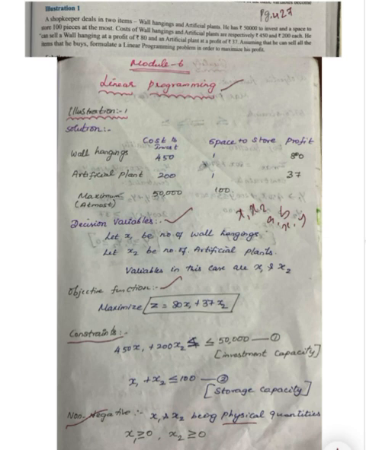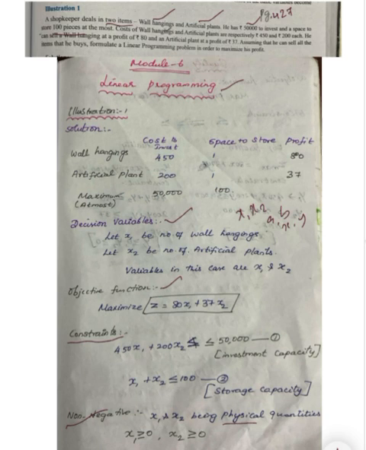Let's see the first illustration so we are able to understand this. Page number 427, the first illustration. A shopkeeper deals in two items, one is wall hanging, the other one is artificial plants. He has to invest 50,000. He has money of 50,000, so he can invest up to 50,000, and space is only up to 100 pieces at the most. He has space for 100 products, only for 100 products.